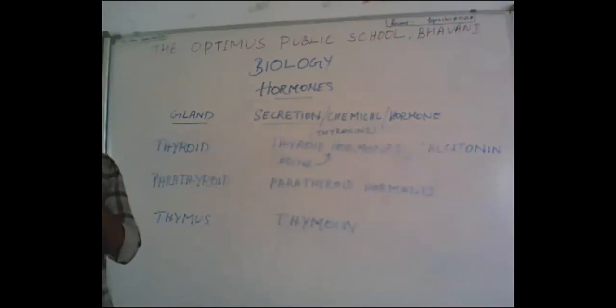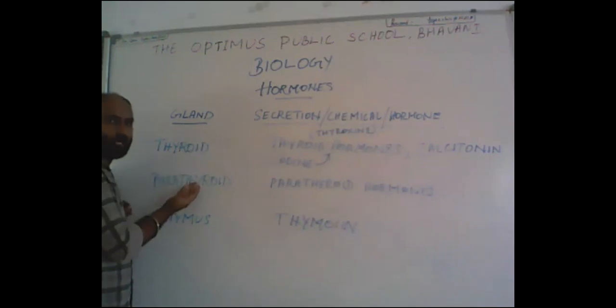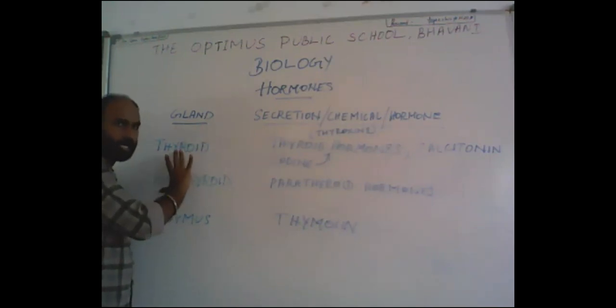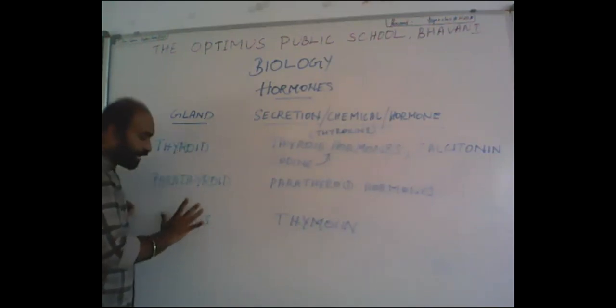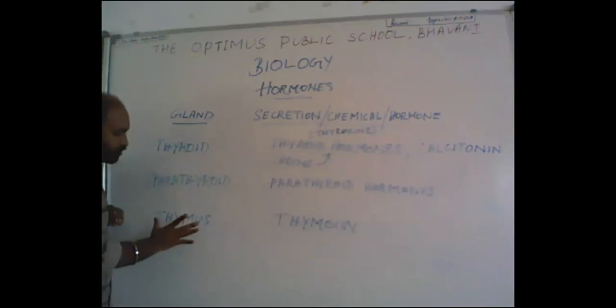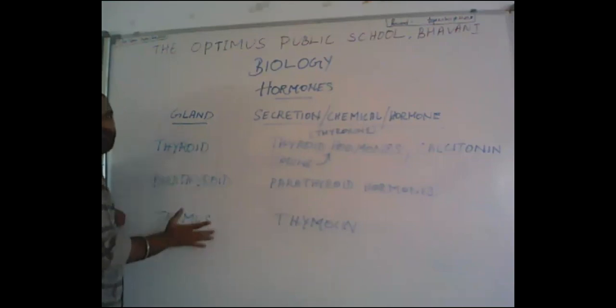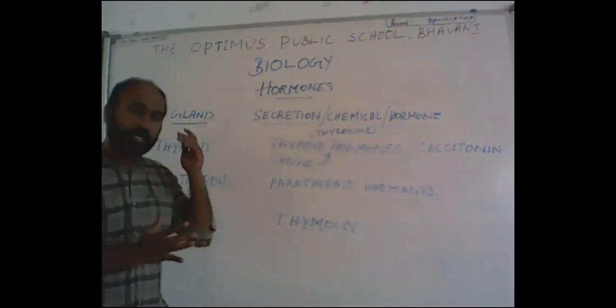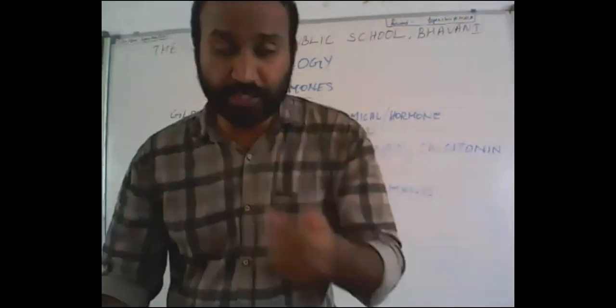Now the next three glands we are going to discuss are the thyroid, parathyroid, and thymus. The thyroid and parathyroid are located in the same place, and the thymus is located a little bit below. Don't get confused between thymus and thyroid. Both are different glands. The thyroid gland is the first one we are going to discuss.